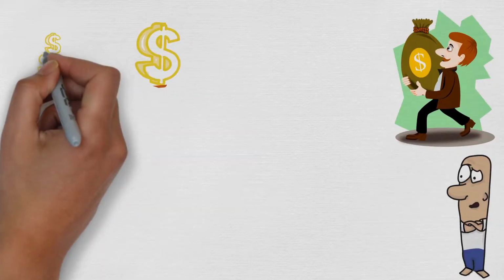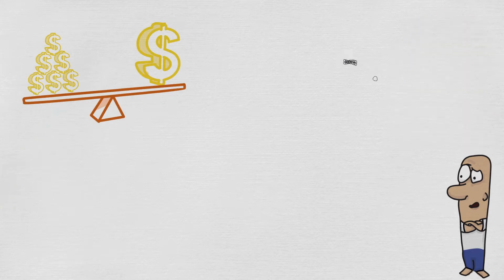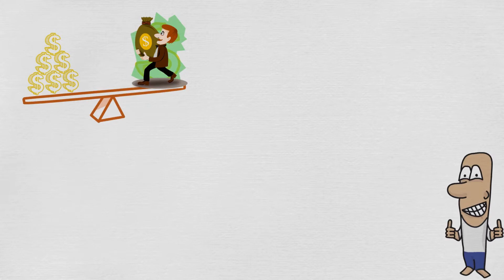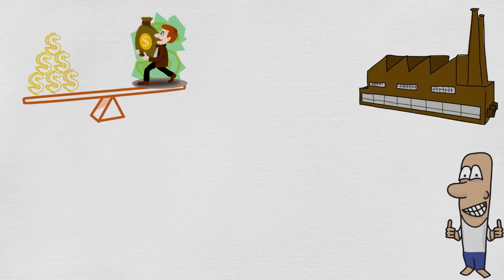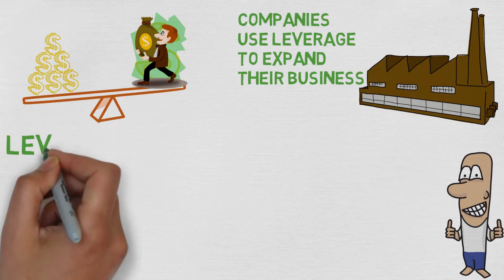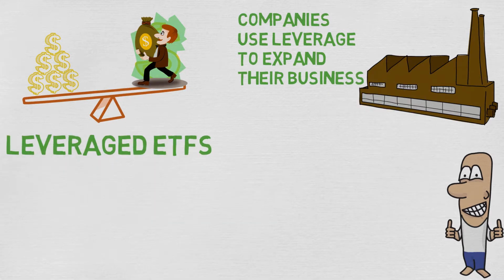If you don't feel comfortable using debt to invest, there are also different ways to use leverage indirectly, meaning that you don't have to personally take debt to invest. You can, for example, invest in companies that use leverage to expand their business, which most companies do. Or you could invest in leverage ETFs, for example.